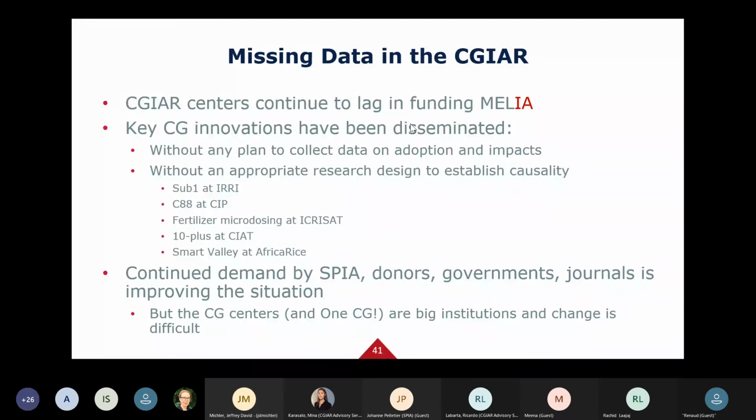So the problem, we're all aware of it. Over the 7 years that I've worked on SPIA-funded projects, I've seen changes and improvements, but the problem hasn't gone away, and it isn't solved. We still struggle to get even some money to demonstrate impact in a credible way.